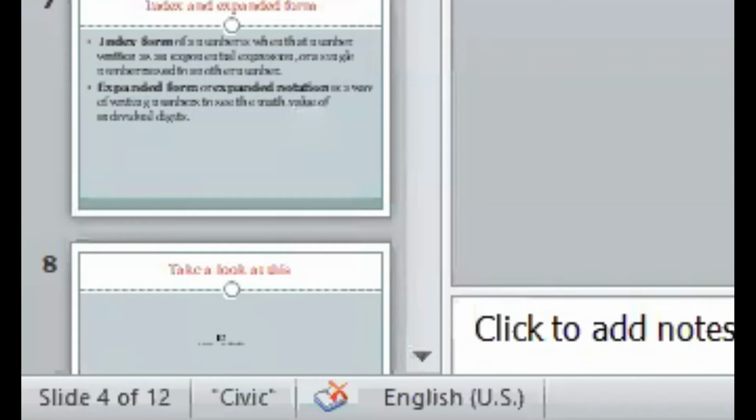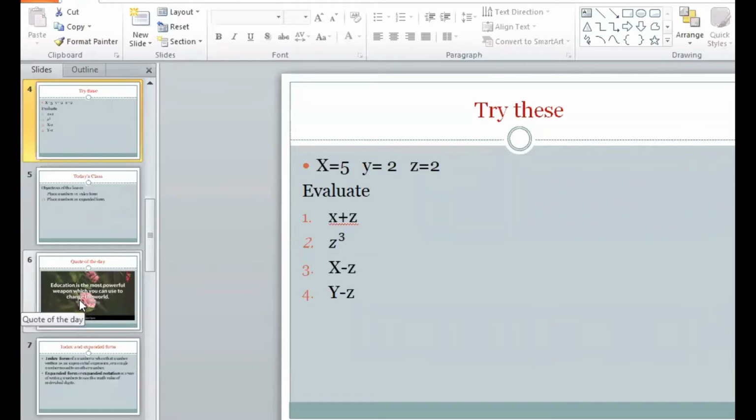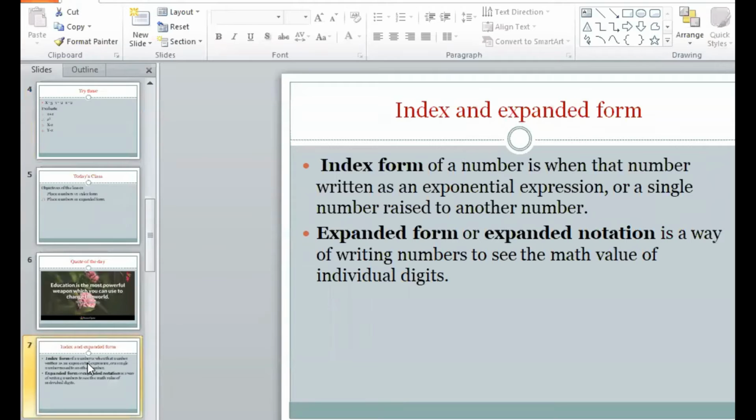Let's go again. I'm going to start a little recap due to the interruption, and then we go again. We already reviewed today's lesson and the previous lesson. I already gave you the quotes for today, and like I said, we're looking at expanded and index form. Index form is placing a number to the index or to the indices. Expanded form or expanded notation, like the word says, expands it, right?